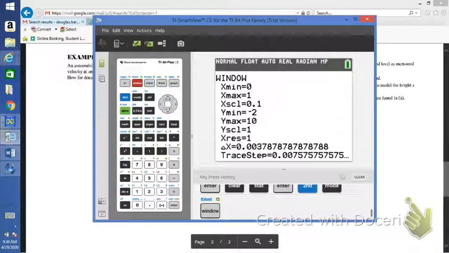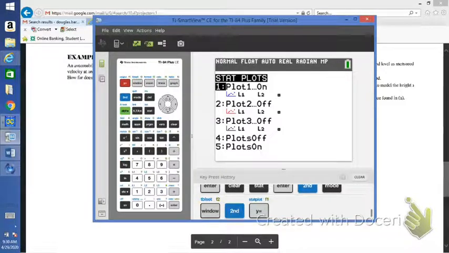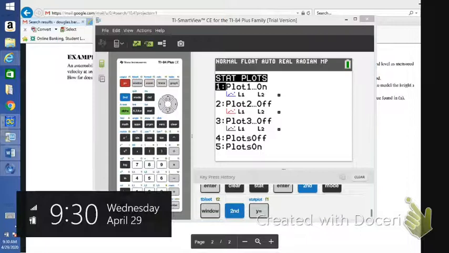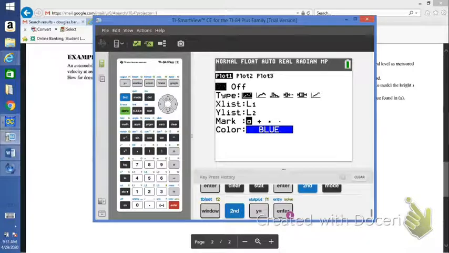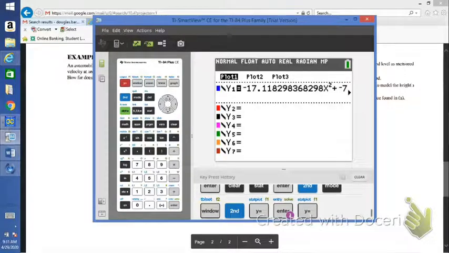Alright, and set the x minimum to 0, the x maximum to 1, the x scale 0.1, and then the y minimum will be -2, the y max will be 10, and the y scale will be 1. Alright, now second, y equals, go ahead and we want to scatter plot here. So make sure that's turned on. And then hit graph.